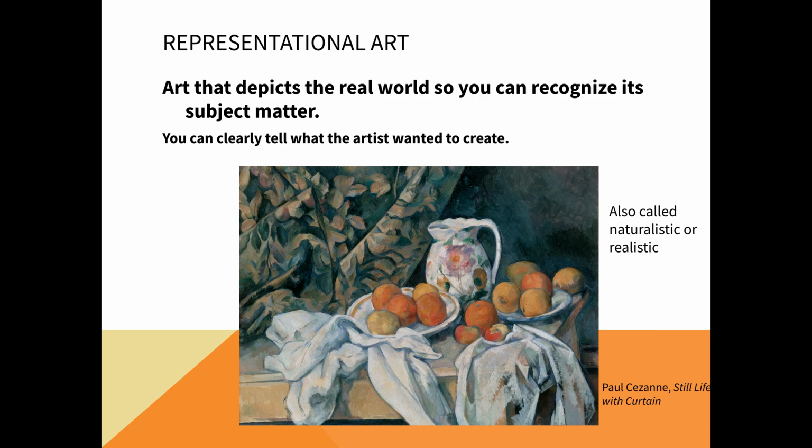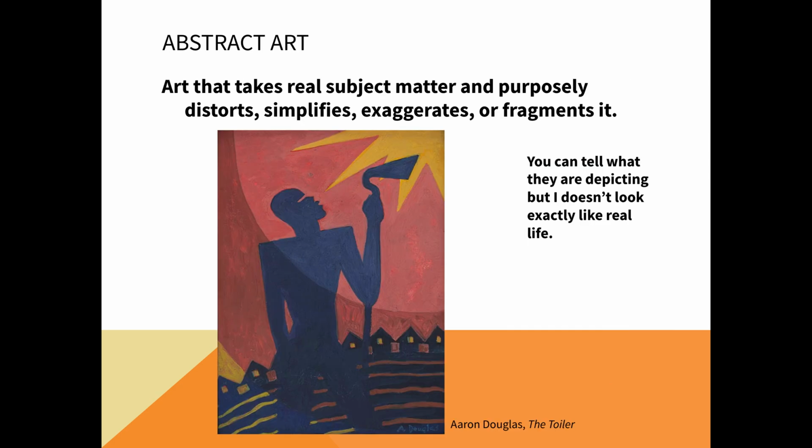Now, our second type of art is abstract art. And this is art that takes real subject matter and purposely changes it in one of these four ways. So we have that same subject matter, but we are choosing not to paint it or draw it like real life. We are changing it on purpose. So we can distort it, we can simplify, we can exaggerate, or fragment it. So you can tell what they're depicting, but it doesn't exactly look like real life.